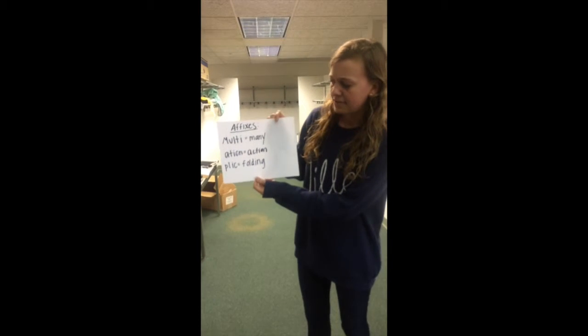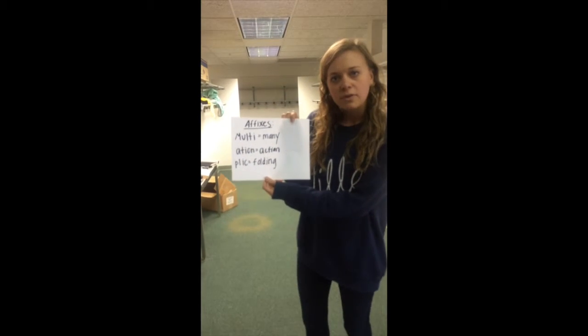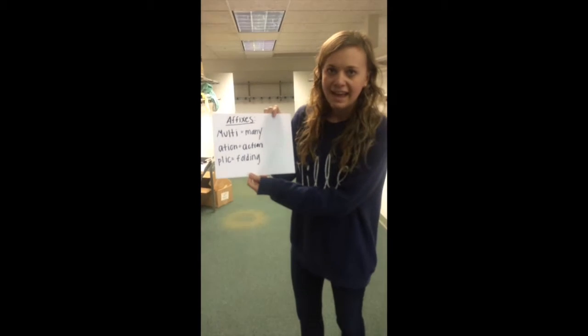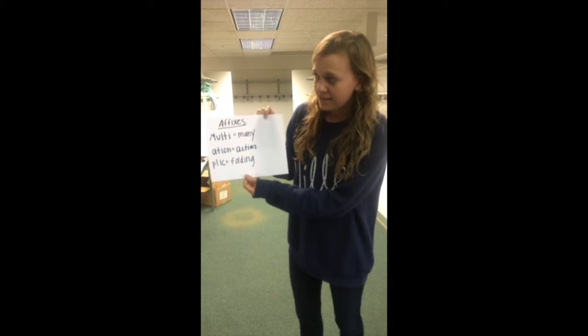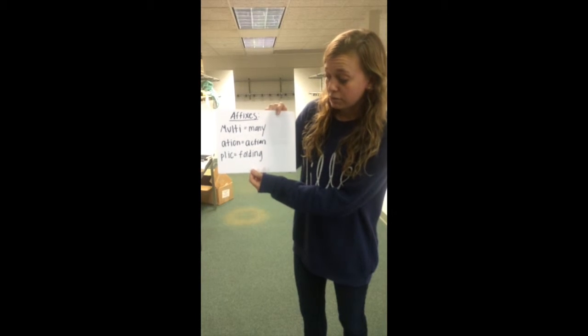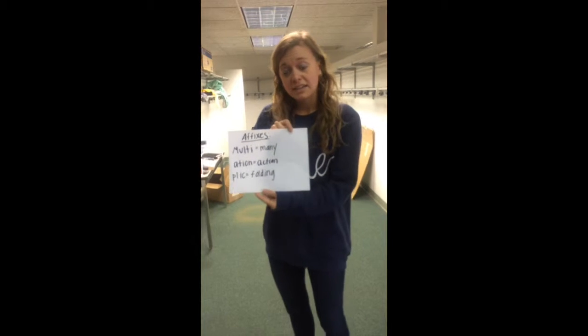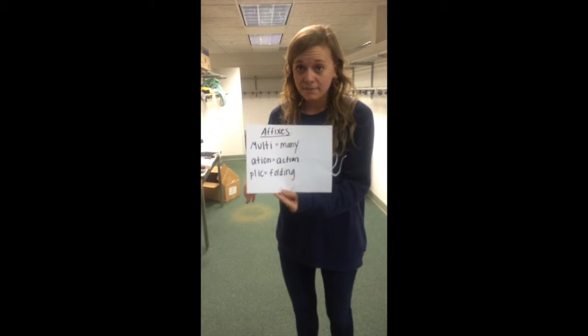Let's take multiplication and break it down by looking at the affixes. The prefix multi means many, and the suffix ation means action. The prefix and the suffix are combined together by the root word plic, which means folding. So altogether, multiplication means folding something many times. In multiplication, you take a number and fold it many times to get a much bigger number.